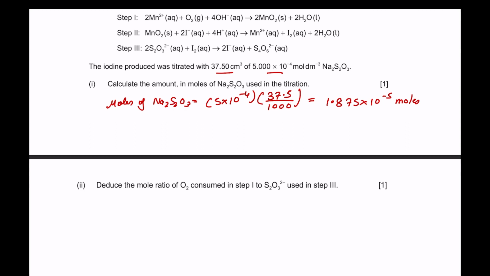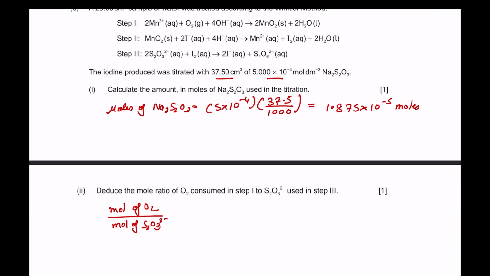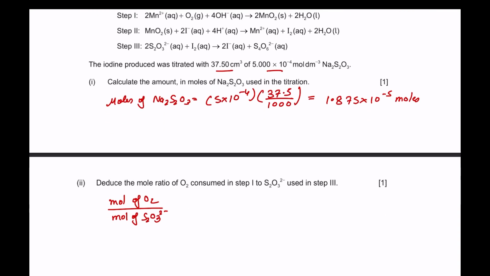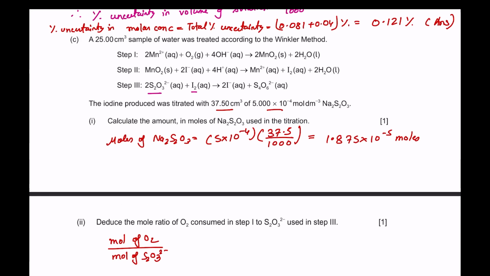Here, this is how the procedure will go. What we need to find is moles of O2 divided by moles of S2O3 2 minus. Now let's start from step 3. From step 3 we can get the molar ratio of I2 and Na2S2O3. Why did I choose I2? Because I2 is present in the previous step. And here we have to find out the mole ratio between I2 and MnO2. Why did I choose MnO2? Because MnO2 is again there in the previous step, and we can find the molar ratio between MnO2 and O2.